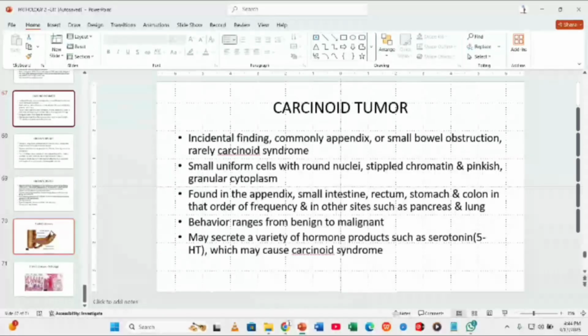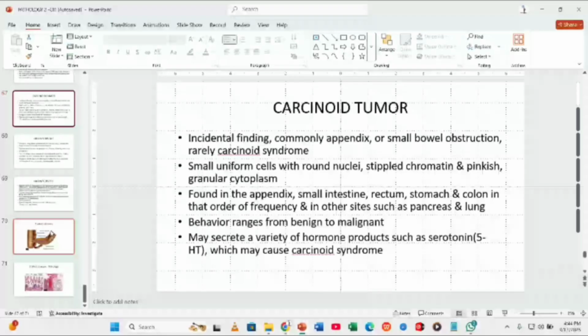So their behavior, these carcinoid tumors are not necessarily always malignant. Some of them may be benign, and some can be malignant. And they may secrete hormones, as I've already said, such as serotonin, which may cause carcinoid syndrome. So usually the hormones cause those syndromes, and a syndrome will be a group of symptoms or signs that will point to a certain condition. So carcinoid syndrome.